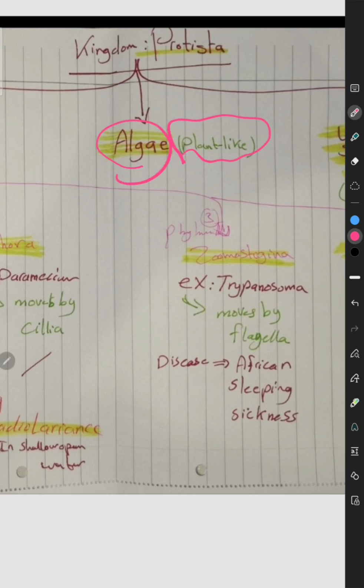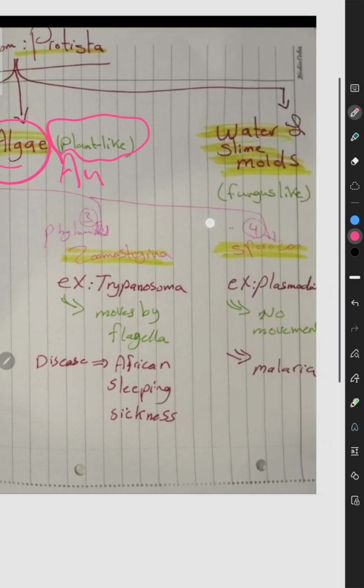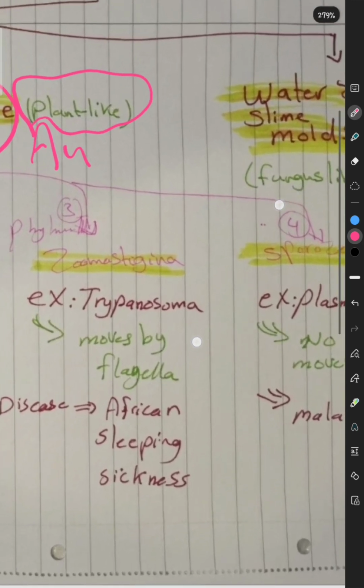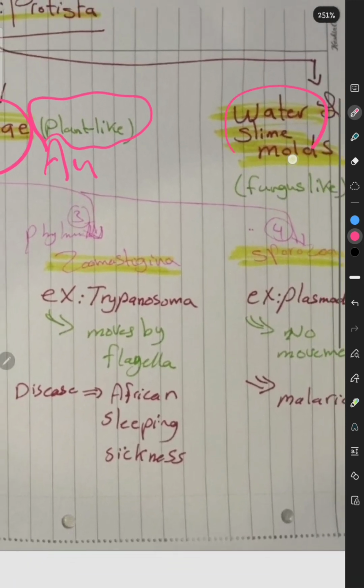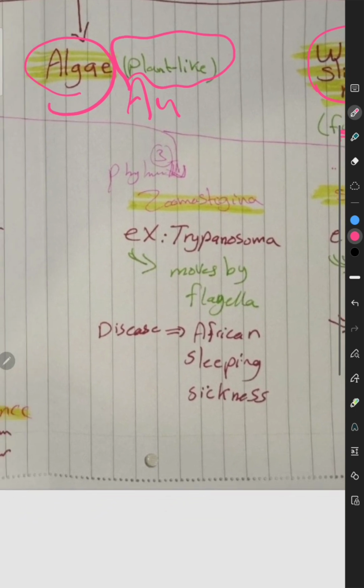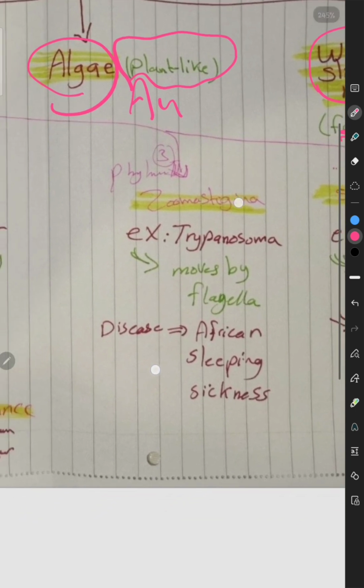The second group is the algae, and all the algae are plant-like. What do we mean by plant-like? It means that they are autotrophs and they can make their own food by photosynthesis. The last group in the kingdom Protista is water and slime molds. All the organisms here are fungus-like, which means they look like a fungus in some of their structures.